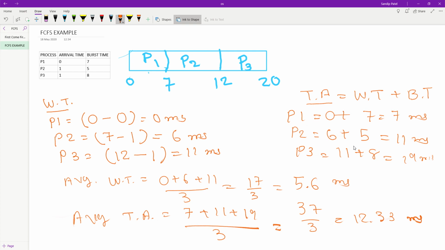So that's all. Our main purpose is performing the scheduling algorithm. We have performed FCFS and then calculated the average waiting time as well as the average turnaround time. So with this, the first come first serve algorithm is over.